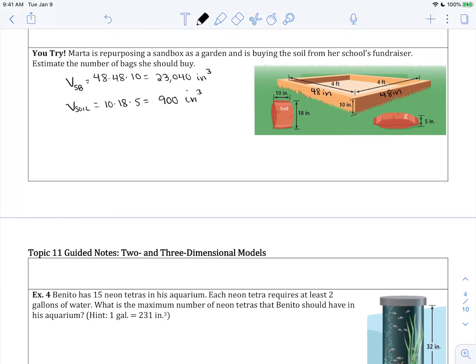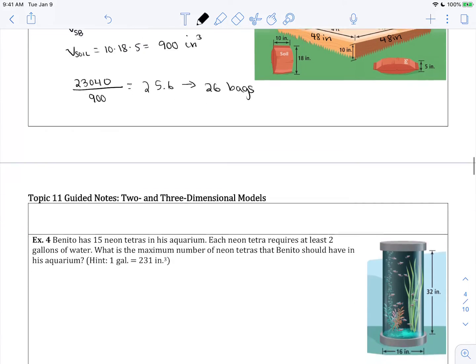Okay, now we want to figure out how many bags of soil she needs. So I'm going to divide the total volume by the soil, right? If I divide those, I get 25.6. Well, you can't buy part of a bag of soil. We have to get 26 bags, right?